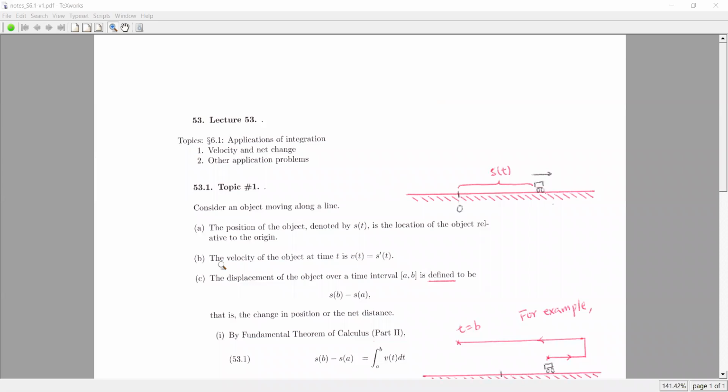B. The velocity of the object is the rate of change of the position of the object. That is, velocity is the derivative of the position. This is the formula to compute velocity. Take derivative on position with respect to the time t. Then we get velocity.